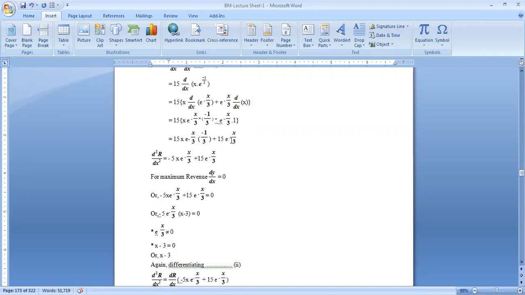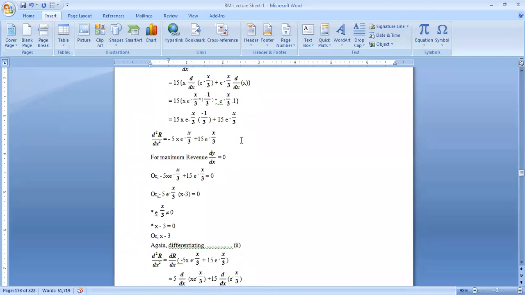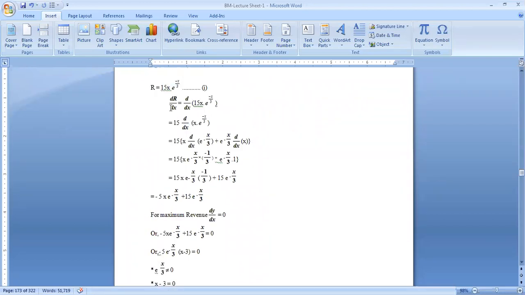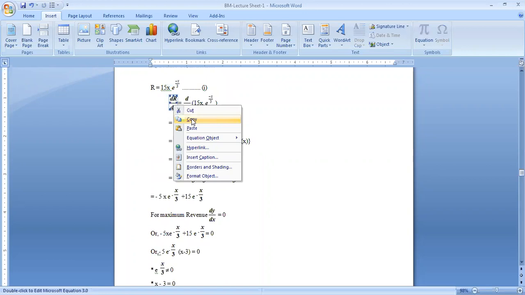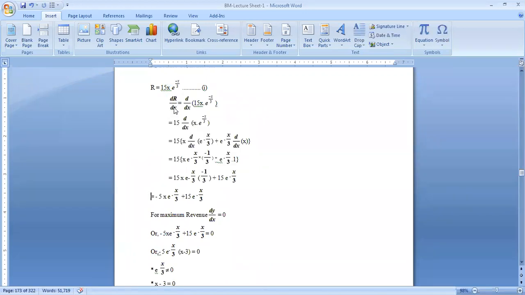Clear everybody? Yes sir. This is the first differentiation of revenue. That means dR/dx equals, after cutting 3 and 15, minus 5x into e to the power minus x by 3 plus 15 e to the power minus x by 3.